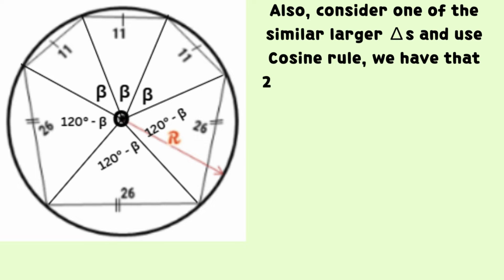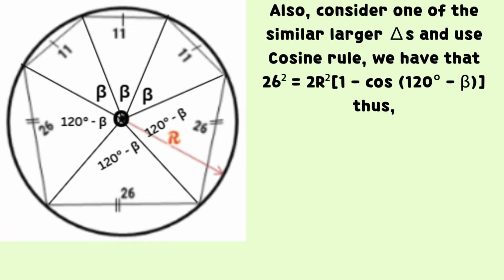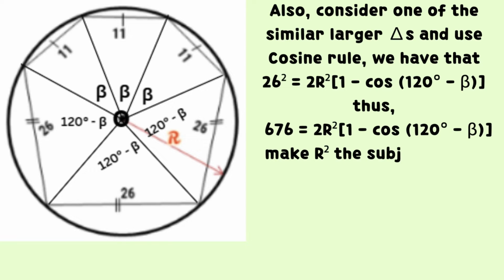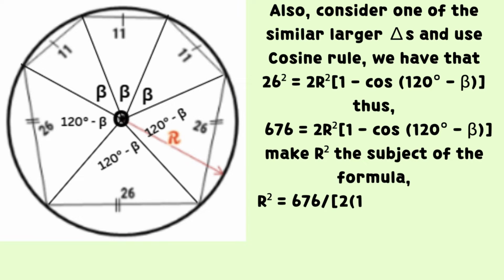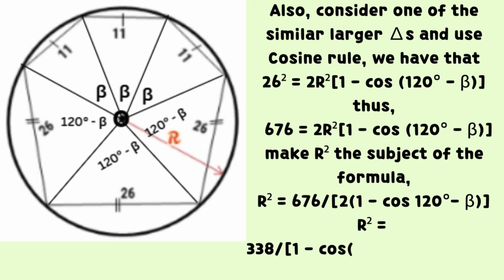Also, consider one of the similar larger triangles and use the cosine rule. We have that the square of 26 equals the product of 2, the square of r, and the difference between 1 and cosine of 120 degrees minus beta. Simplify the result and make the square of r the subject of the formula. We call the equation obtained for the square of r equation 2.